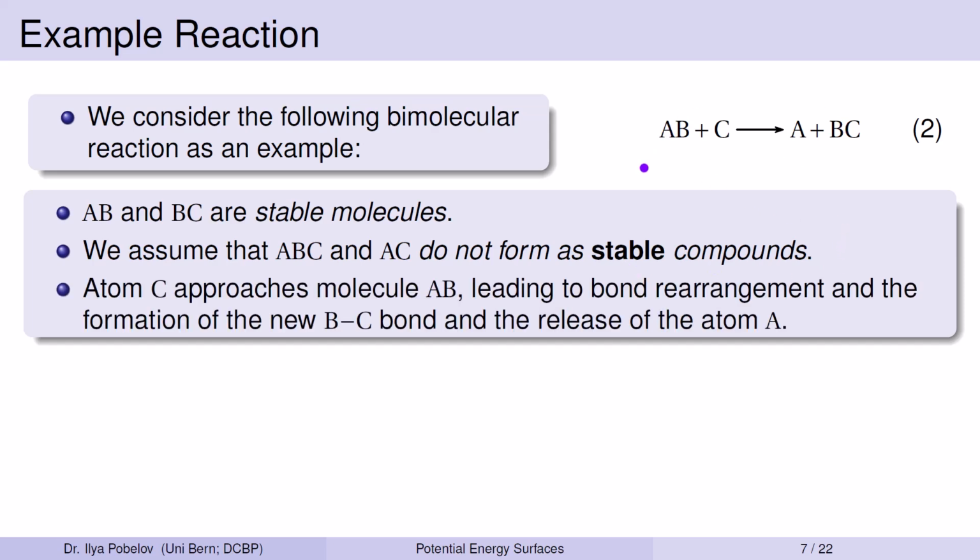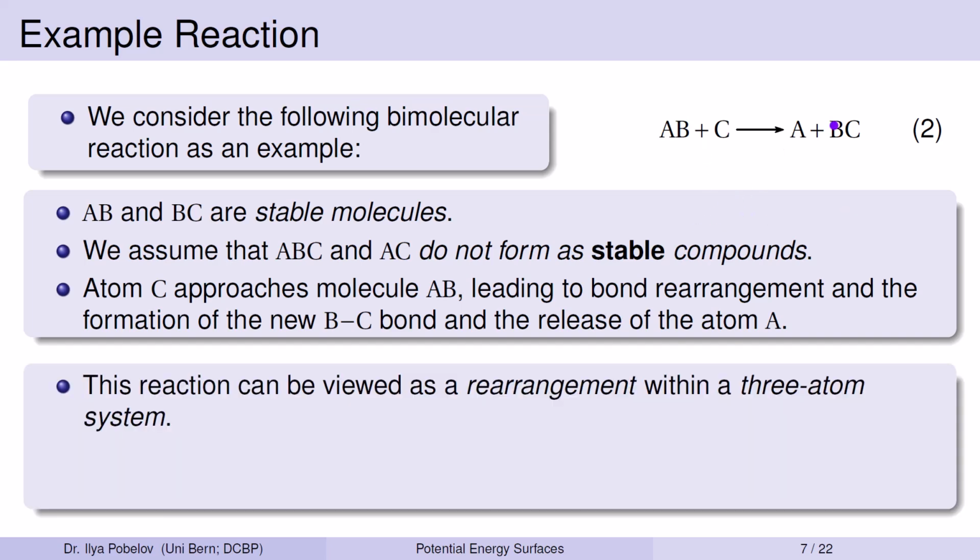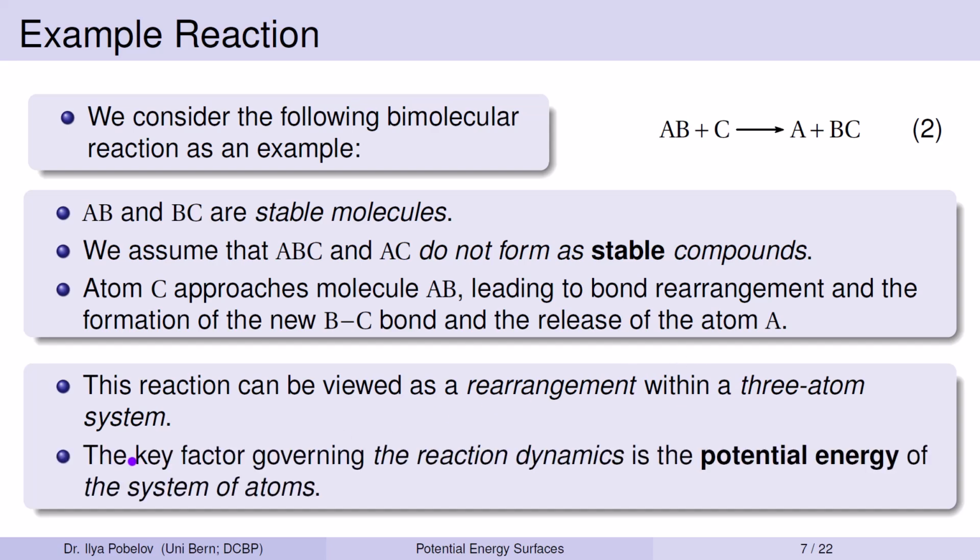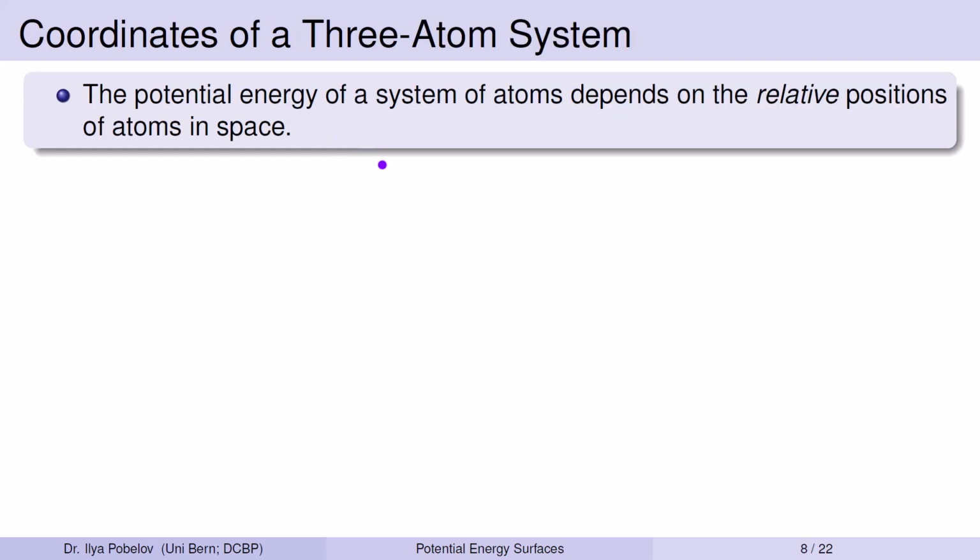In this reaction, atom C approaches molecule AB, leading to bond rearrangement and the formation of the new BC bond and the release of the atom A. This reaction can be viewed as a rearrangement within a three-atom system, and the key factor governing its dynamics is the potential energy of the system of atoms. So, the potential energy of a system of atoms depends on the relative positions of atoms in space.